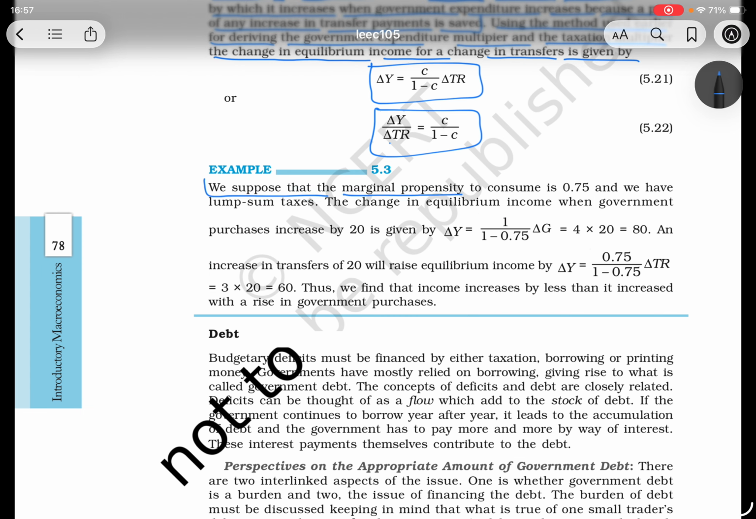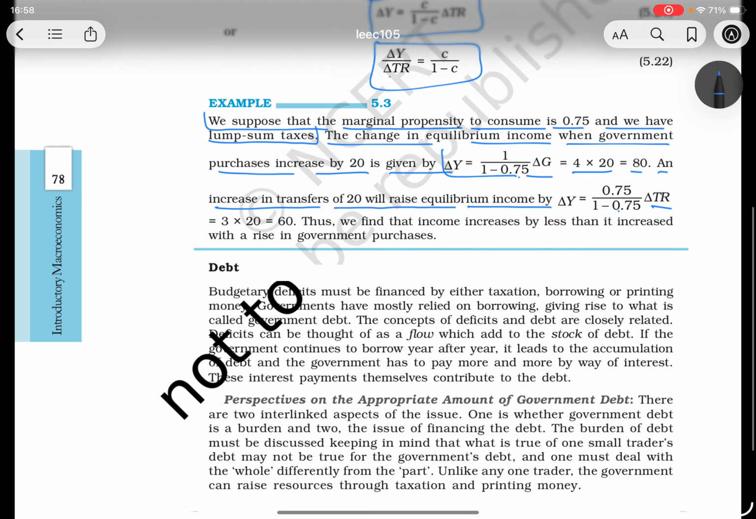We suppose that the marginal propensity to consume is 0.75 and we have lump sum taxes. The change in equilibrium income when government purchases increase by 20 is given by Δy equals 1 divided by 1 minus 0.75 times ΔG, which equals 4 into 20, that is 80. An increase in transfers of 20 will raise equilibrium income by Δy equals 0.75 divided by 1 minus 0.75 times ΔTR, which is 3 into 20, that is 60. Thus, we find that income increased by less than it increased with a rise in government purchases.